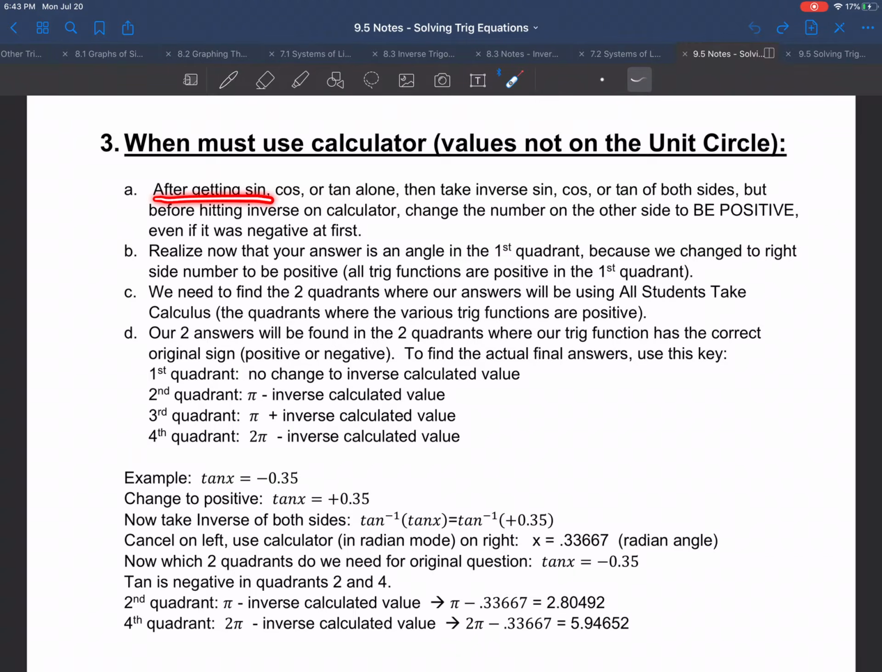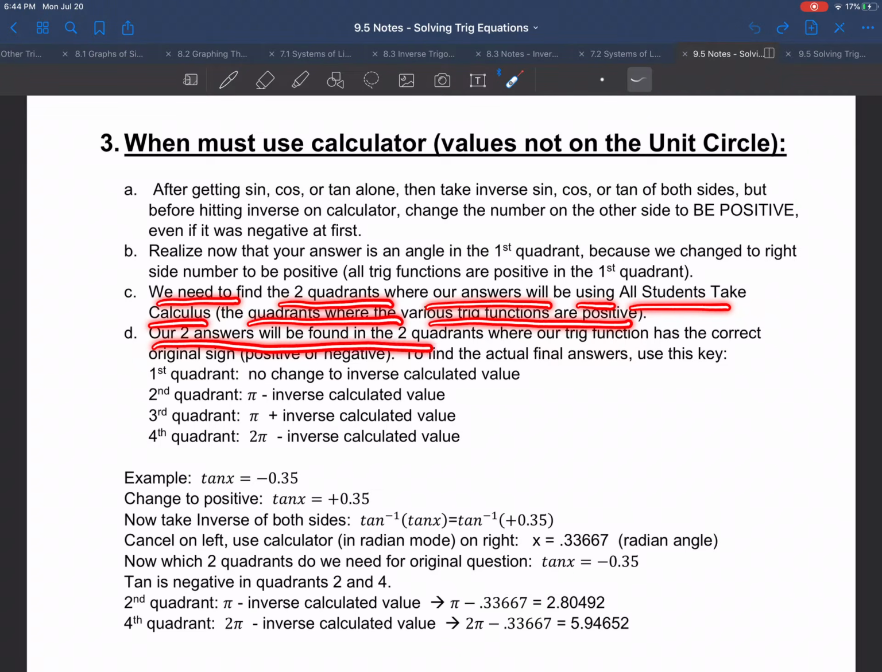So after getting it, change the number to positive, even if it was negative. Take the inverse sine. We did. B, realize now that your answer is an angle in the first quadrant because we changed the right side number to be positive. All trig functions are positive in the first. Okay, so that answer is a first quadrant answer that we have. We need to find the two quadrants where our answers will be using All Students Take Calculus, the quadrants where the various trig functions are positive.